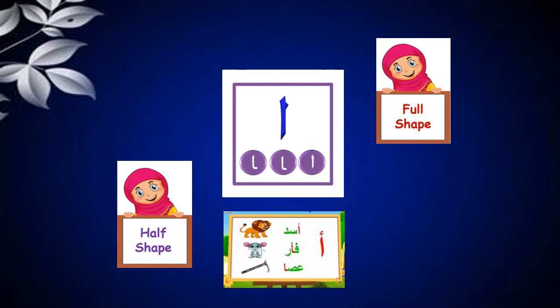The first Arabic alphabet is Alif. This is the full shape of Alif and these are its half shapes. Remember, Alif does not have any half shape. It just joins or comes in the word as it is. This is the initial shape, this is the middle shape, and this is the final shape.